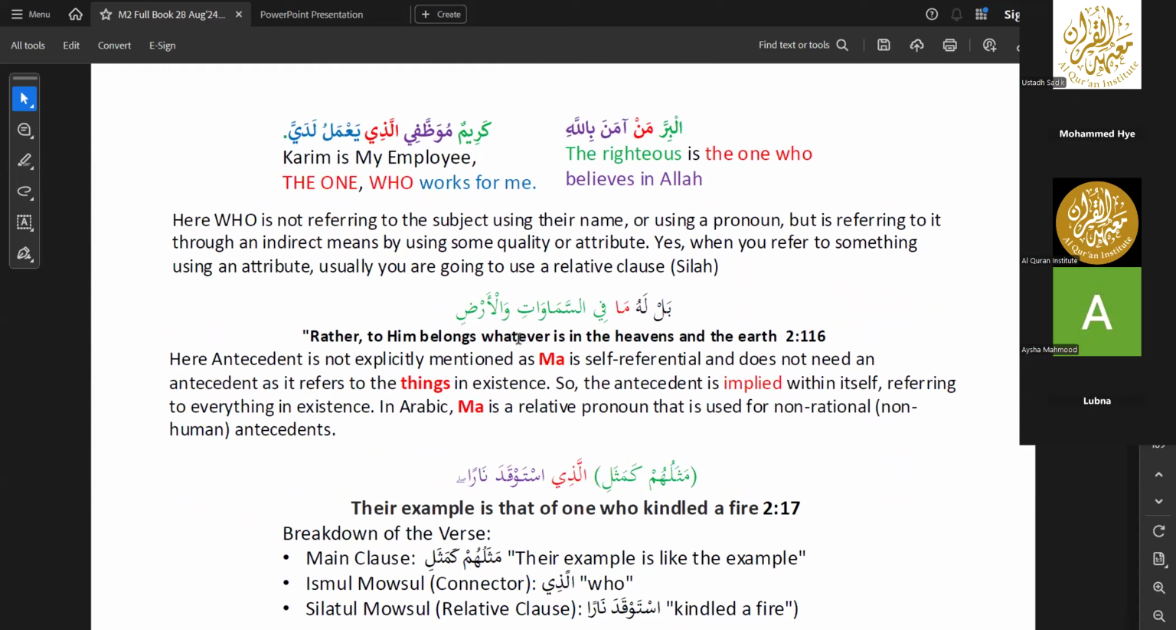First example is Karimun mu'adhafi alladhi ya'malu ladayya. Karim is my employee. So here we have Karimun, which is the antecedent, the subject. Mu'adhafi is the, tell me what? My employee. Yes, my employee. And what is this, the Sila Mawsul, the khabar? No. Is that the subject? No. Karimun is the subject.